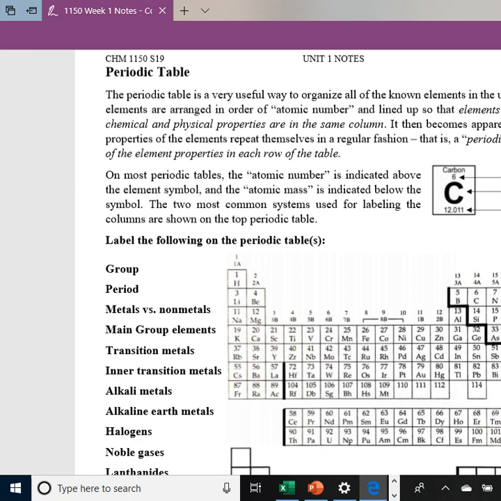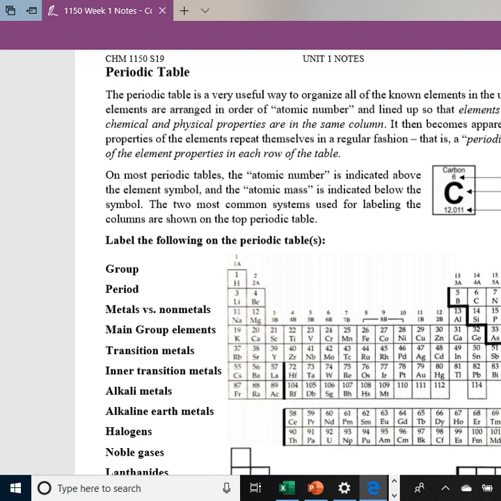Okay. So now we can introduce the periodic table. The periodic table is iconic, right? That's what we think of when we think of chemistry. The periodic table is a very useful way to organize all of the known elements in the universe. The elements are arranged in order of atomic number, and we'll be defining that, and lined up so that elements with similar chemical and physical properties are in the same column. It then becomes apparent that these properties of the elements repeat themselves in a very regular fashion. That is to say, a periodic repetition of the element properties in each row of the table.